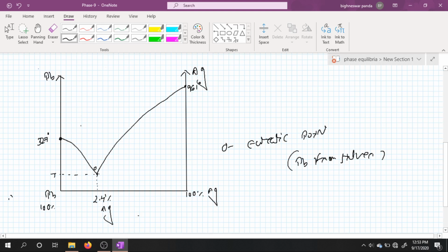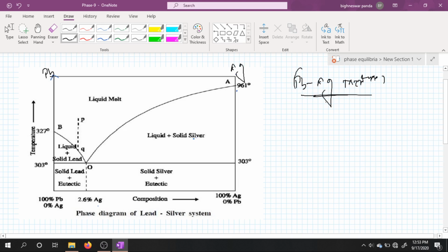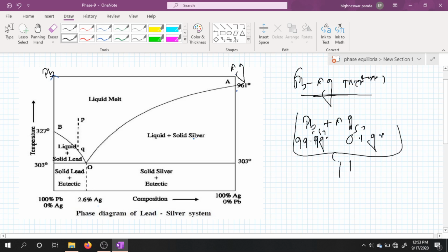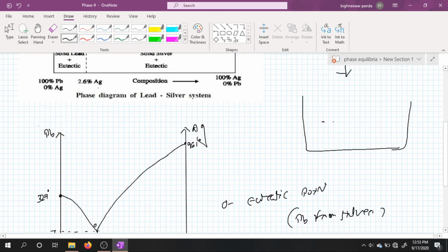So let us consider lead and silver, both in solid. Consider we have taken 99.9 gram of lead and 0.1 gram of silver. We have to heat that and convert it into a homogeneous liquid, and this liquid contains lead plus silver. While cooling this homogeneous liquid, we find that some of the lead particles are converted into solid.